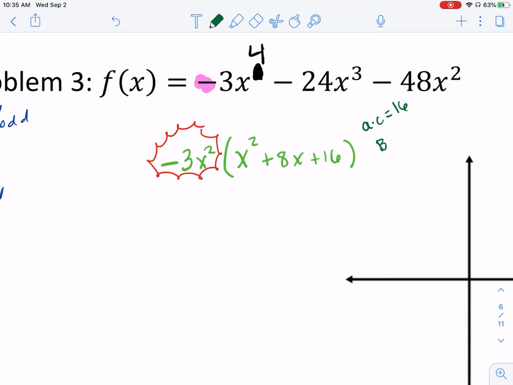We're then going to identify our b term, which gives me 8. So I want two numbers that multiply to give me 16, but add to give me 8. Well, when I think of 16, the very first numbers I think of are 4 and 4. And you know what? 4 times 4 is 16. 4 plus 4 is 8. So yes, those are our magic numbers. So we're going to bust apart that b term.